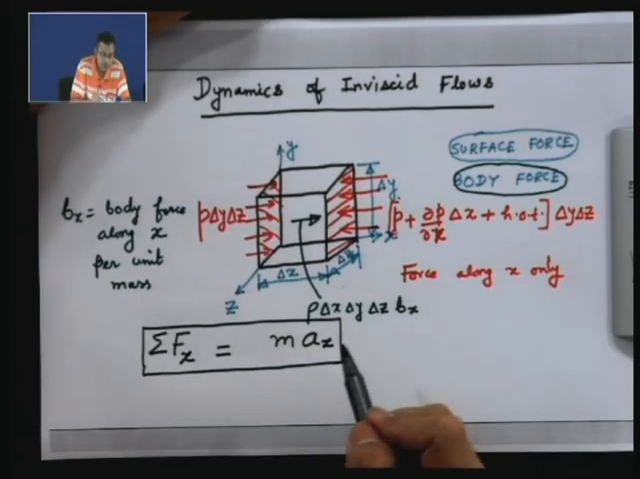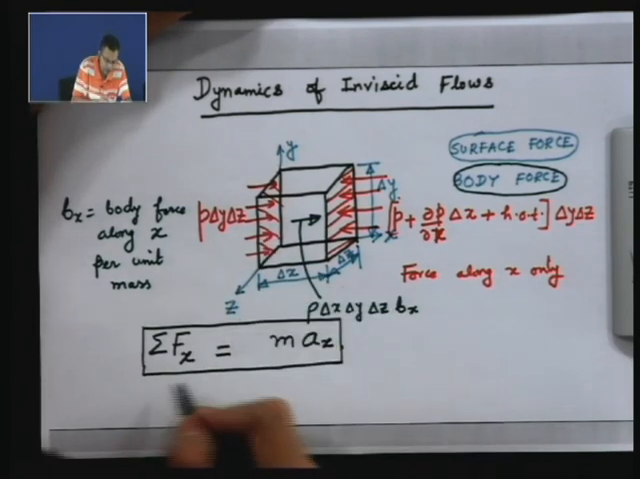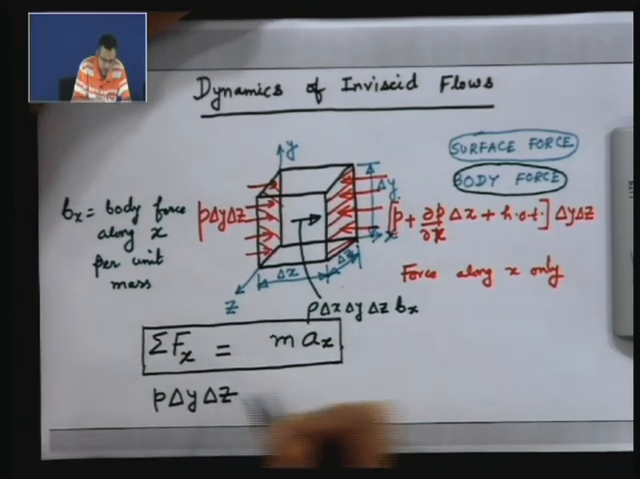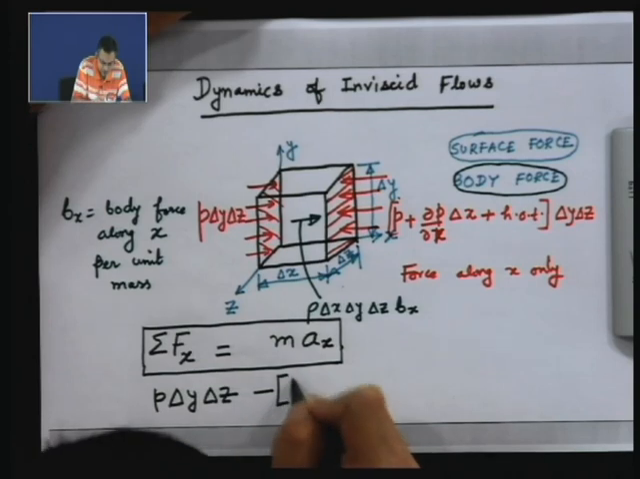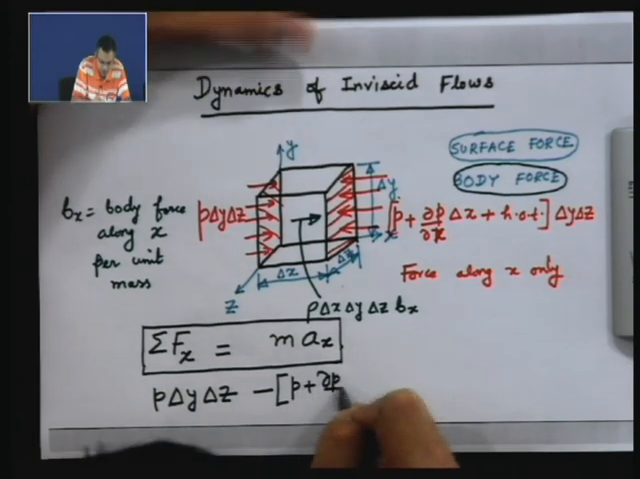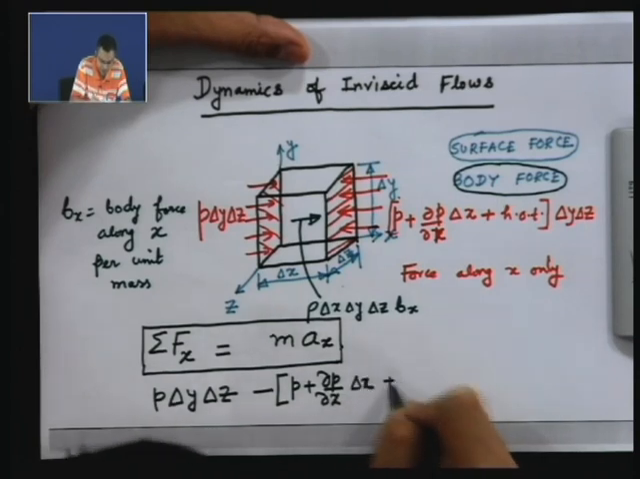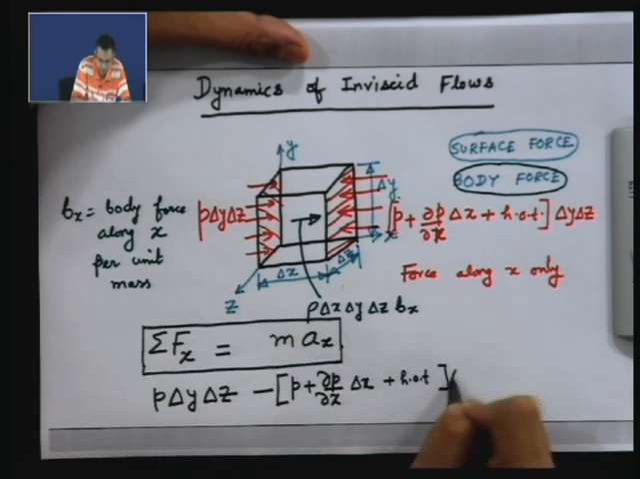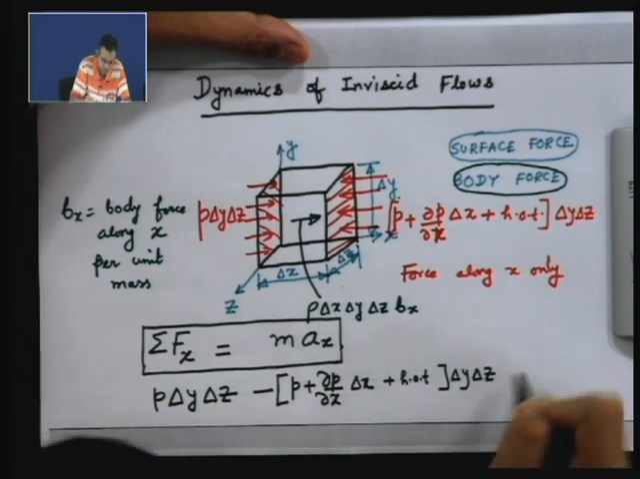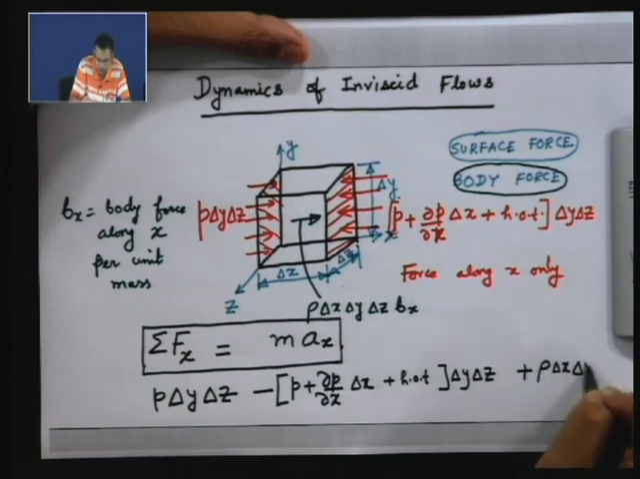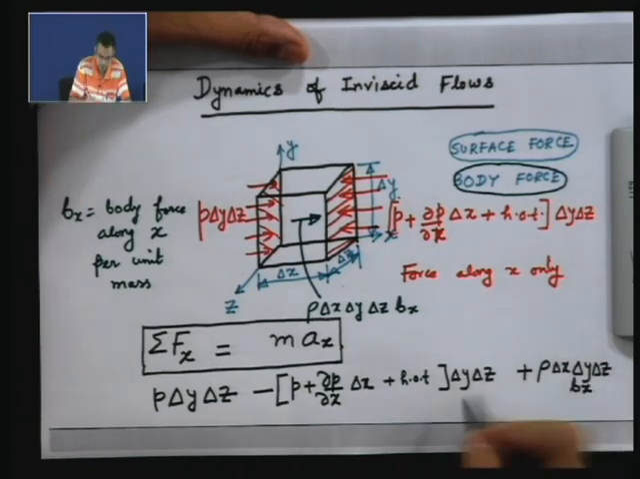So, resultant force along x: from the left side you have P delta y delta z, from the right side you have minus (P plus del P del x into delta x plus higher order terms) into delta y into delta z, plus rho delta x delta y delta z into Bx, that is nothing but m times ax.